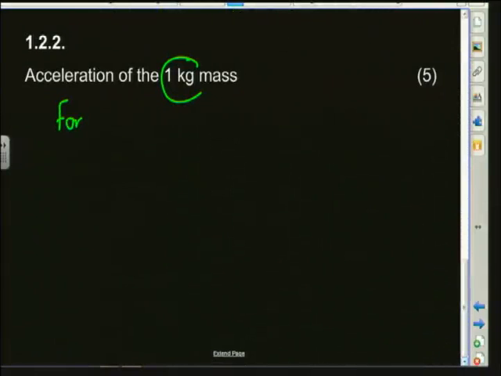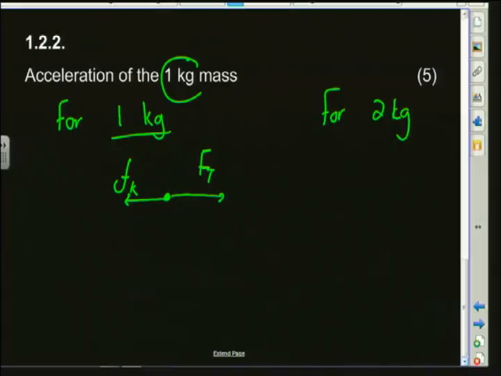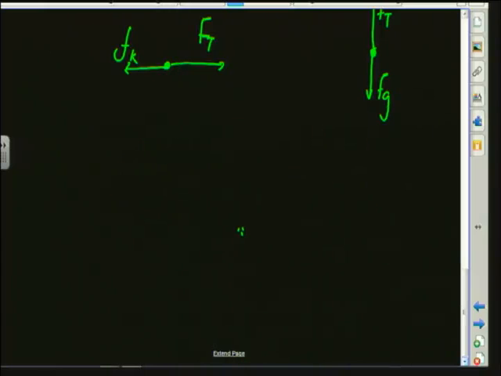So for the 1 kilogram mass, it simply has its kinetic friction moving backwards and tension moving to the right. Now, some of you might have been told you can use capital T. That's fine. I just prefer to use FT because it reminds me that I'm working with a force, okay? For the 2 kilogram, we have the tension moving up and gravity moving down. Now, grade 12s, there are no marks for these two little diagrams. This is for me to remember what's actually taking part in this reaction, okay?